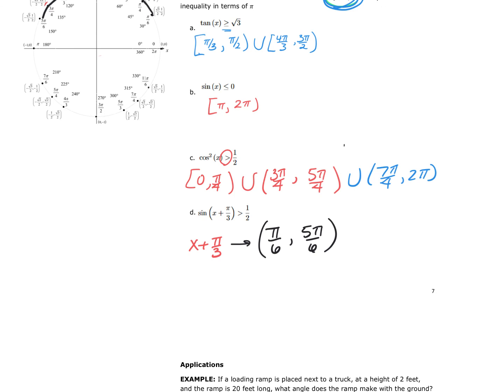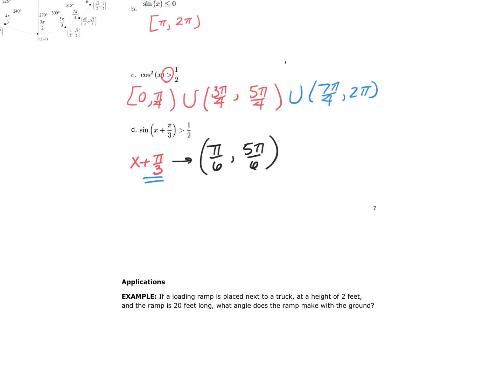Now, what does this plus pi thirds do? Well, plus pi thirds picks up my sine wave and it moves it to the left. Now, if I were to graph my regular sine wave, it would look something like this, right? I would have this interval from pi over 6 to 5 pi over 6.